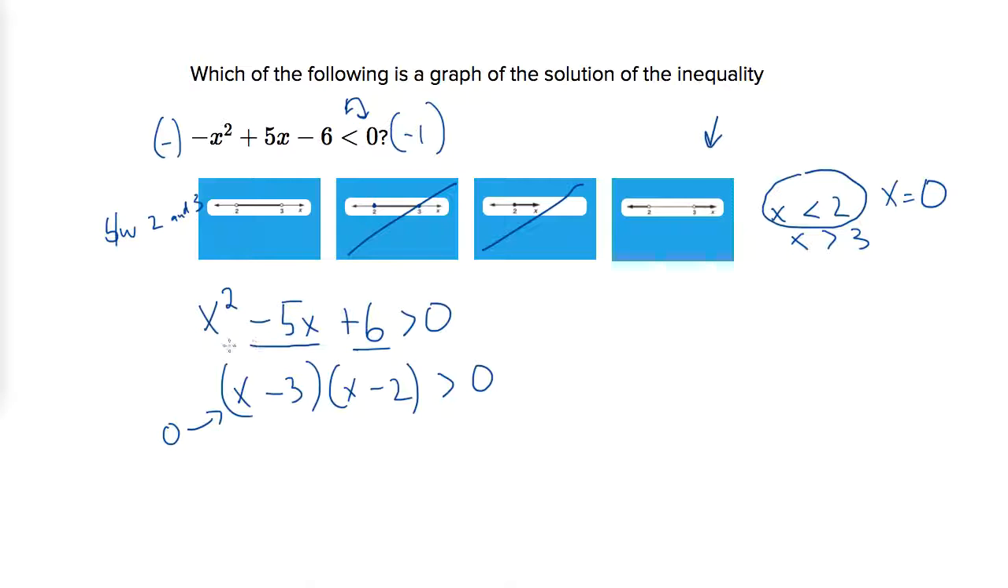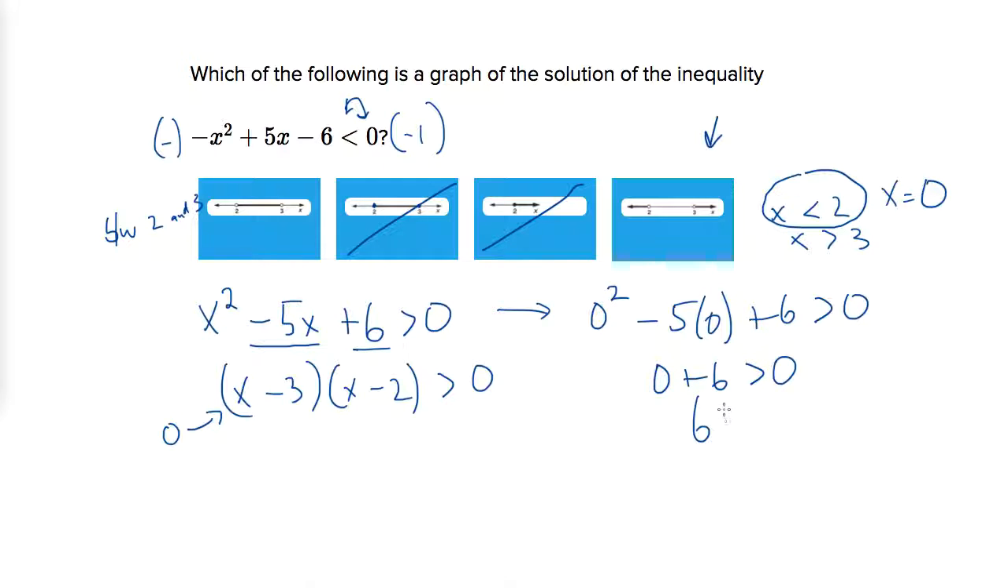So let's just substitute 0 in for x. That makes 0 squared minus 5 times 0 plus 6 is greater than 0. So that's 0 minus 0, which is 0, plus 6 is greater than 0, which is 6 is greater than 0. Is 6 greater than 0? Yes, this is a true statement. So when we substituted in x equals 0, the inequality remained true, which means this is our graph and not this, because this didn't allow for x to equal 0.